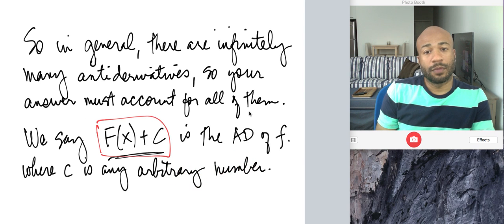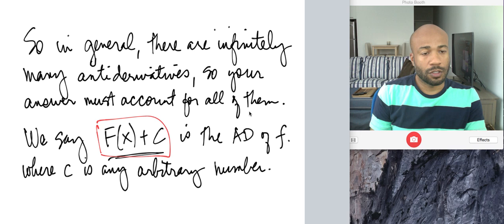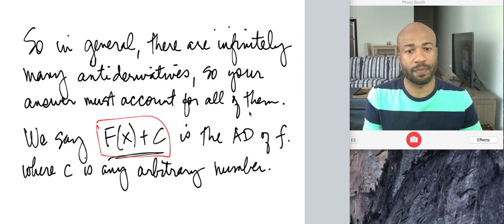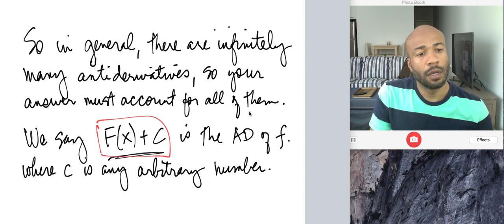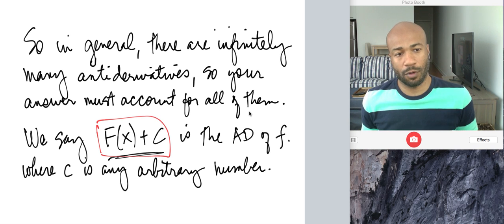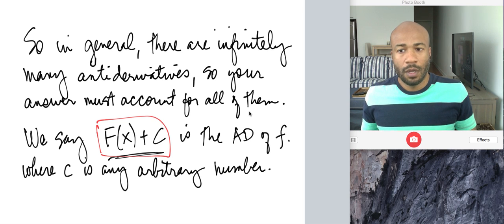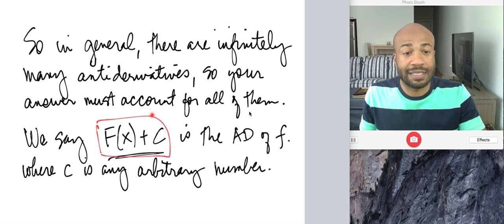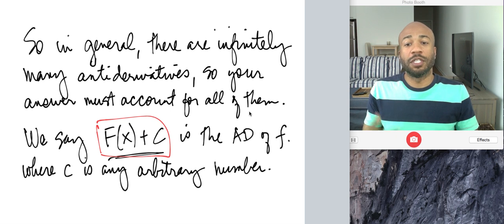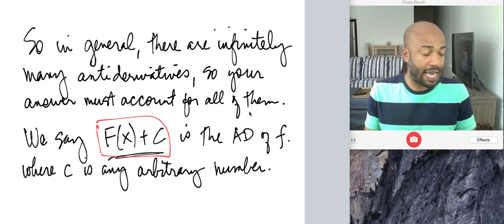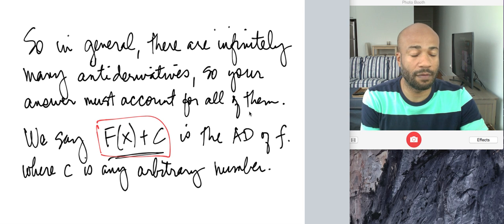So in general, there are infinitely many antiderivatives. So we could have said the same thing about 1/4 x to the fourth plus 1, 1/4 x to the fourth plus 2, 1/4 x to the fourth plus 3. So we don't want to account for each and every number. Since the numbers go on forever, our antiderivatives go on forever. So we normally just account for all of them by using what's called the plus c, which is an arbitrary number. So your answer must account for all of them. So we normally say big F plus c is the antiderivative of little f, where c is any arbitrary number.